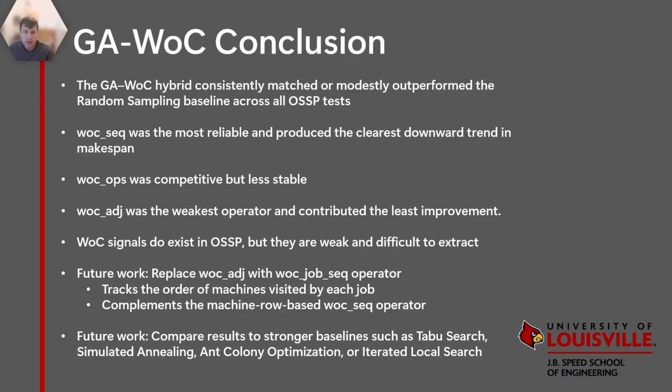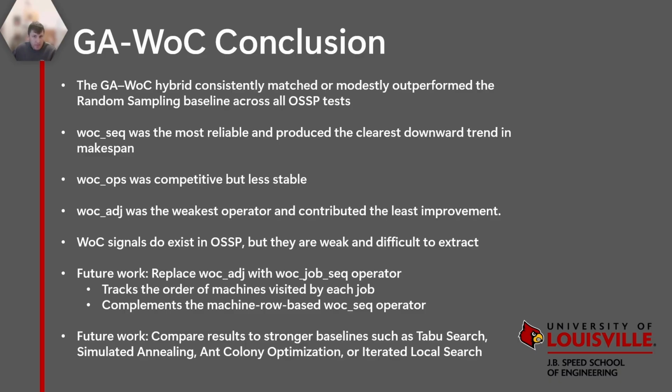Some conclusions that we made are that the genetic algorithm Wisdom of Crowd hybrid consistently matched or modestly outperformed the random sampling baseline. That was true almost in all instances. Of the 3 crossover functions we had, the one that matched machine schedules was the best, and the Wisdom of Crowd adjacency was the weakest operator, and it barely improved. So the next future work would be to replace that.